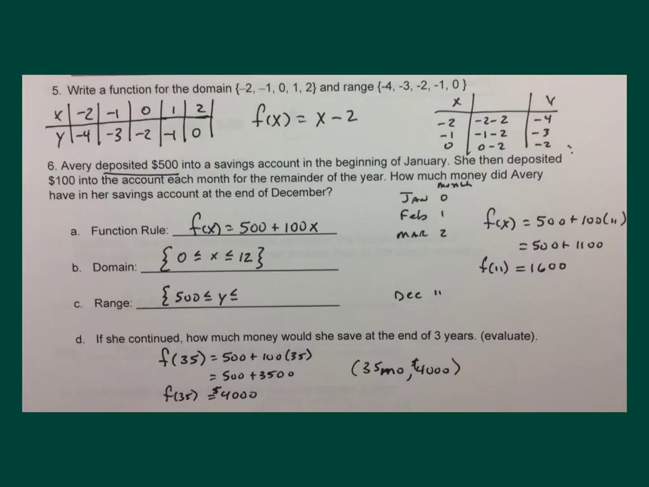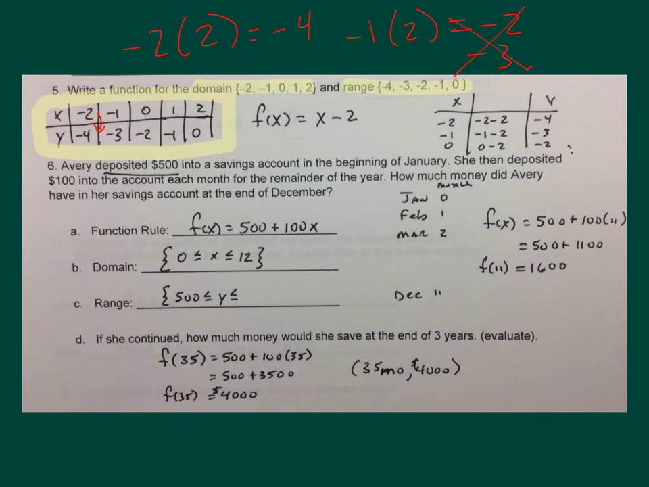Okay, on number 5, it says write a function. Now, I've given you the domain, which are the x's, and the range, which are the y's. Now, notice I put it in a table. So what you have to do is figure out what you are going to do to x in order to get y. So in other words, I looked at multiplication first, and I looked at negative 2 times a positive 2, and that gives me a negative 4. But then I looked at negative 1 times positive 2, and that gives me negative 2. Well, I need a negative 3. Not going to work. So I know it's not multiplying it by 2.